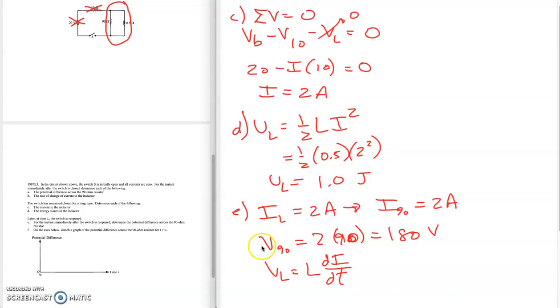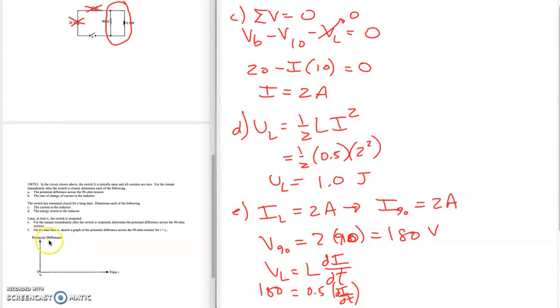So we subtract these two, we need to get 0 because they're the only two elements in the circuit right now. So the voltage across the inductor is going to be 180, and then this is 0.5, and that instant after the switch is opened, we're going to have a change in current in the inductor of 360 amps per second. So that current is going to be dying out really, really fast.